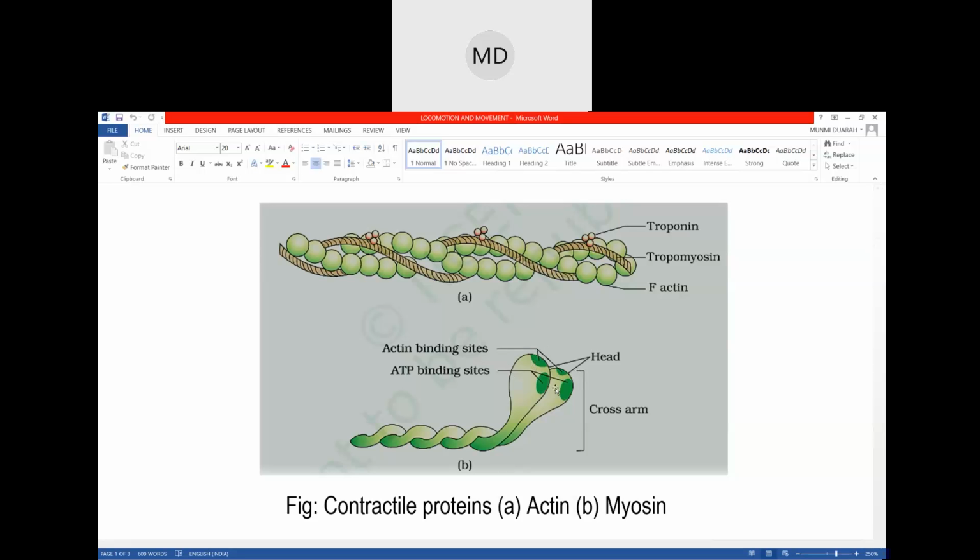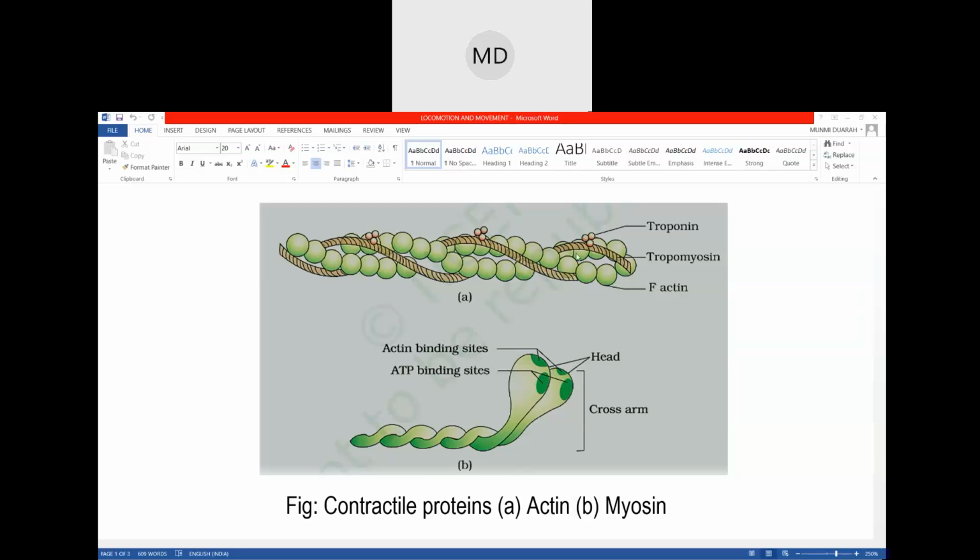Okay, and when the energy is released, what will happen? The actin and myosin will slide and start to move. Okay, this actin and myosin filament will slide and start to move. That is why it is known as sliding filament theory, because the actin and myosin slide and move. And that is why muscle movement takes place.